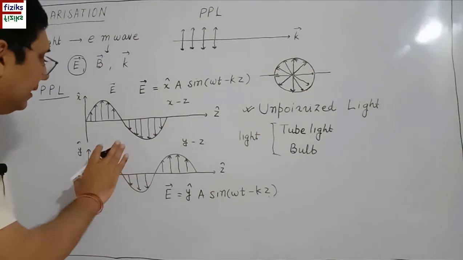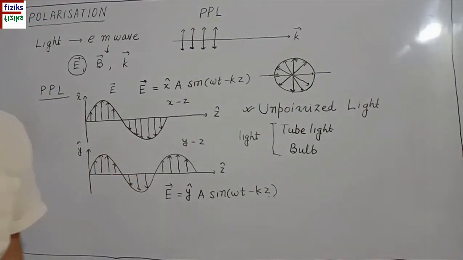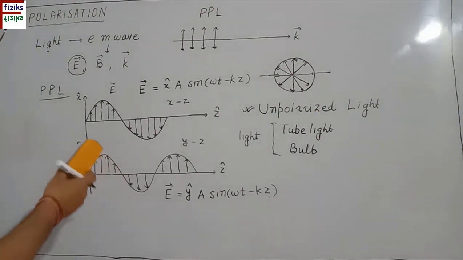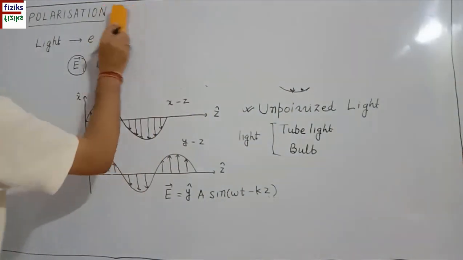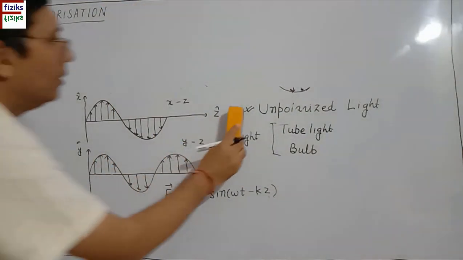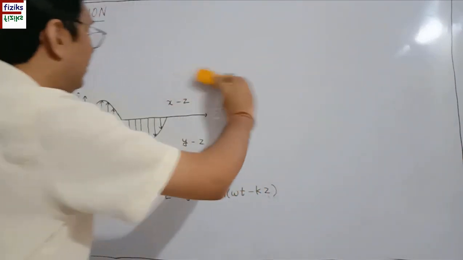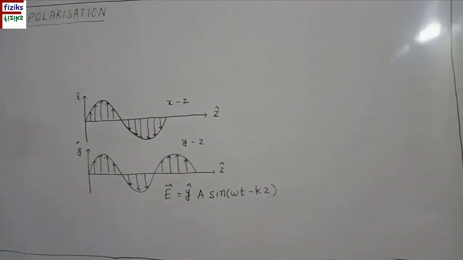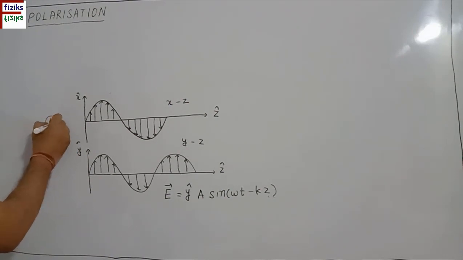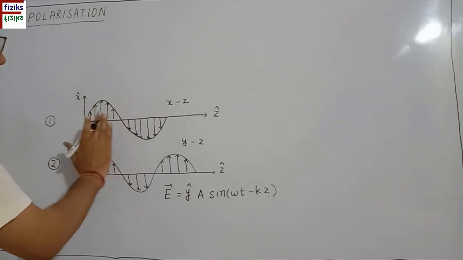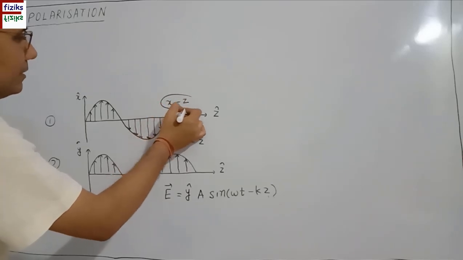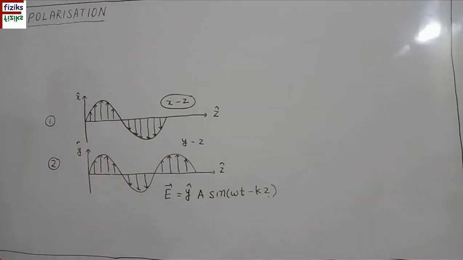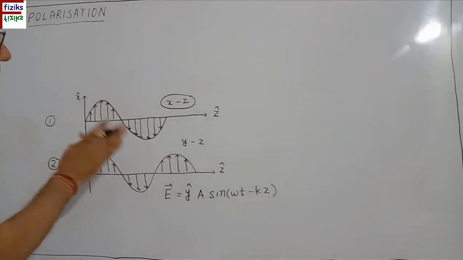Next, there are two types of planes we can define. One is the plane of vibration and another is the plane of polarization. So here we have two examples of plane polarized light. This is the first example, this is the second one. In the first example you can observe that this plane polarized light is confined in the xz plane. So all the vibrations of this plane polarized light lie in the xz plane.